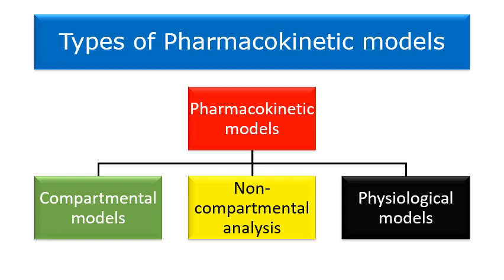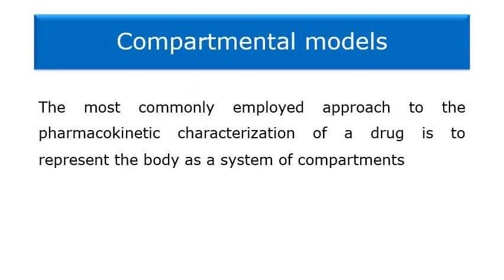And we have the more specific physiological models, which consider each part of the body, each organ of the body, as a single compartment which has its own extraction ratio, flow rate, and distribution. Compartmental models are the most commonly employed approaches to the pharmacokinetic characterization of a drug, which consider the body as a system of components. By the way, these components usually have no physiological or anatomic reality.